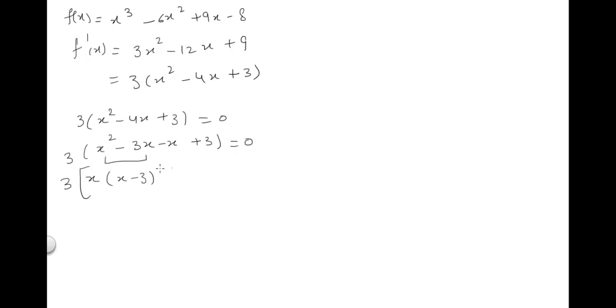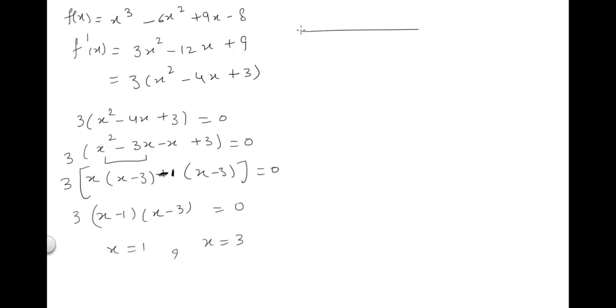So x will be common in the first two terms, you get x minus 3 plus, then what to take common from here? Minus 1, right? If we take minus 1 common, then we will get x minus 3 inside the bracket again. So we have two factors, x minus 1 and x minus 3. So using the zero product property, we have x equal to 1 and x equal to 3. We have two values of it.